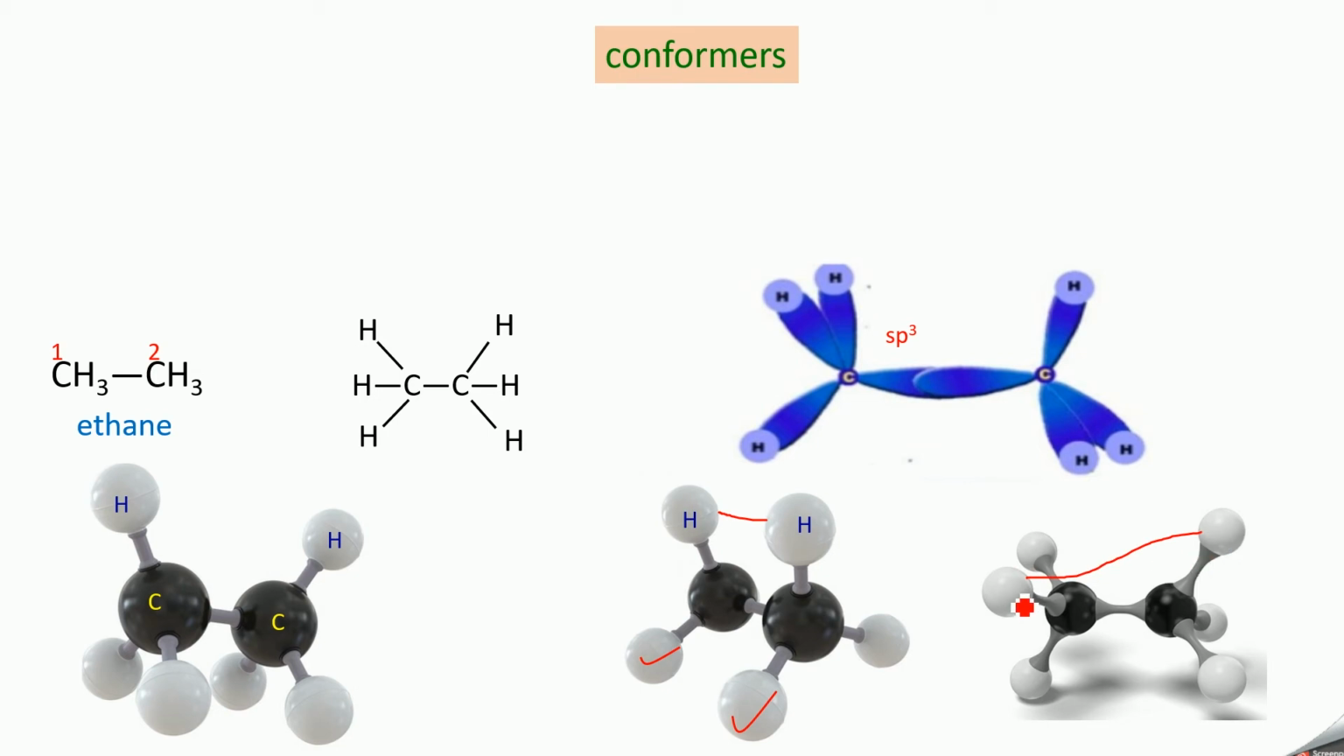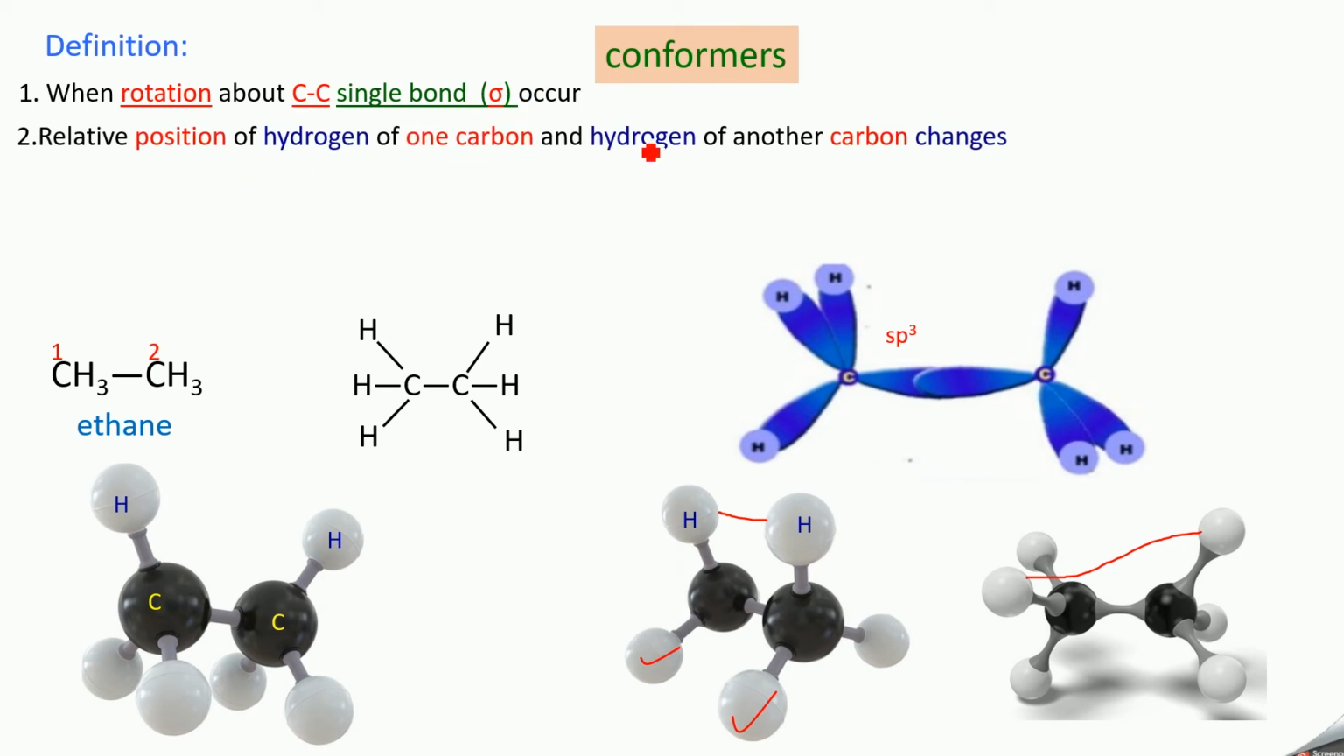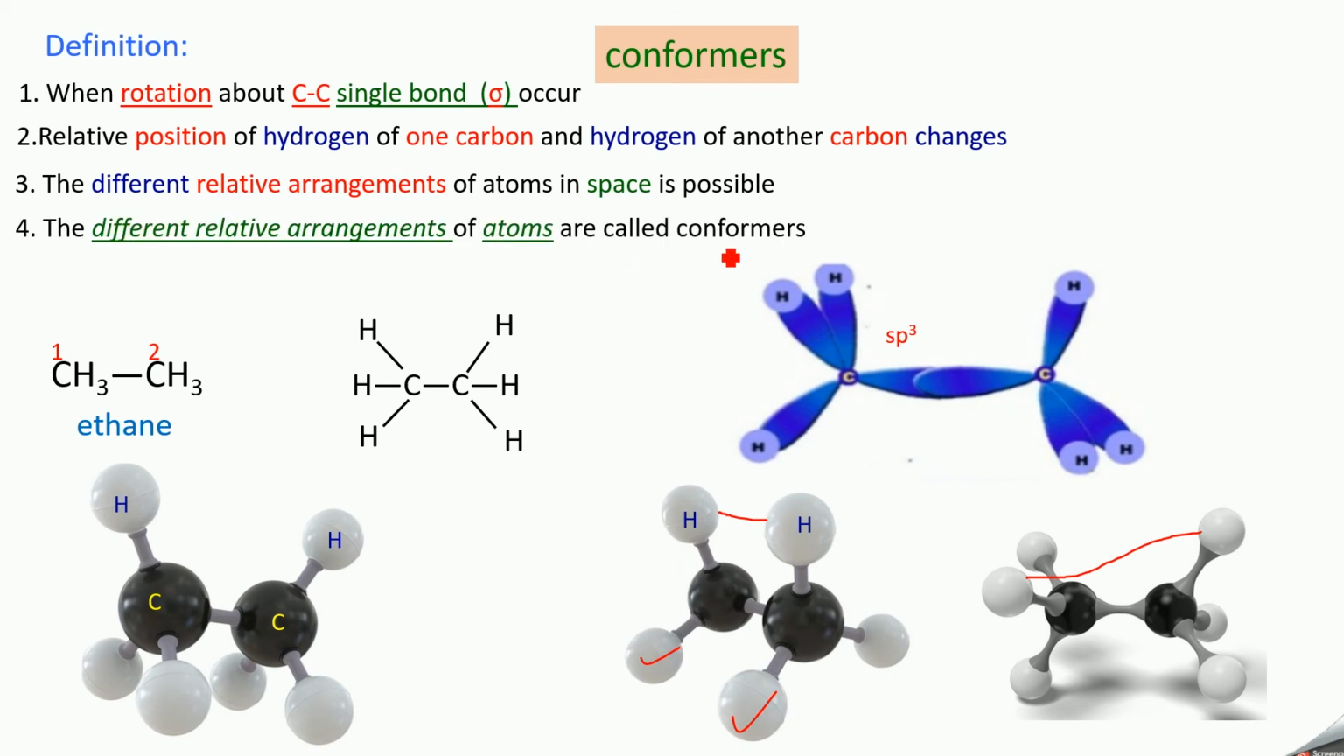So this is what we call a conformer: the difference in the relative position of hydrogen when you rotate one carbon by fixing the other carbon. When you have a carbon-carbon single bond rotation, when you fix one carbon and rotate the other carbon, there is a difference in the relative position of hydrogen. That is what we call a conformer. So you can define it like this. When there is a rotation of a carbon-carbon single bond, that single bond must be a sigma bond, then the relative position of hydrogen of one carbon and the hydrogen of another carbon changes. This difference in the relative position of atoms in space is called conformers.